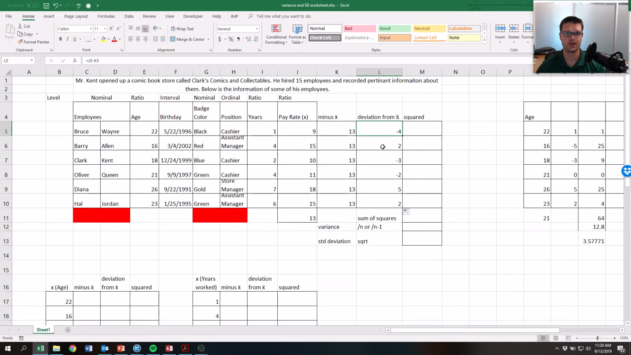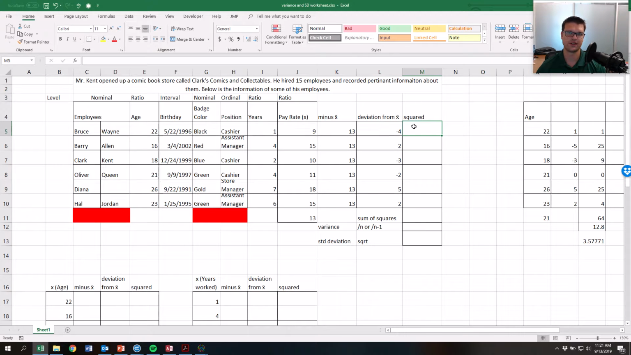And then what happens if you add all of these up? So equals sum. I'm going to show you what happens when you add all these up together. It should always equal 0. And the reason why is the sum of the deviations from the mean is always going to equal 0. So remember that. If it doesn't equal 0, then you did something wrong. So you notice you've got -4, 2, -3, -2, 5, and 2.